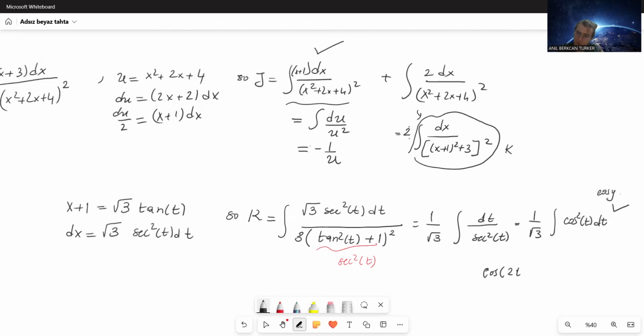Because cosine 2t is equal to 2 cosine square t minus 1, it means that cosine square t is actually 1 plus cosine 2t over 2. So instead of cosine square t, if you plug this in, it is just some constant plus cosine integral, which is sine. So it is easy to calculate. As you can see, if you are stuck, you can also try this trigonometric substitution.